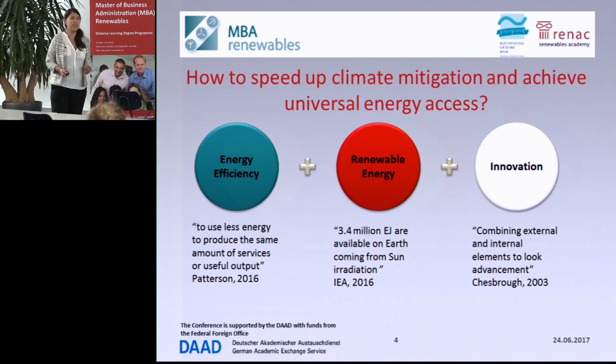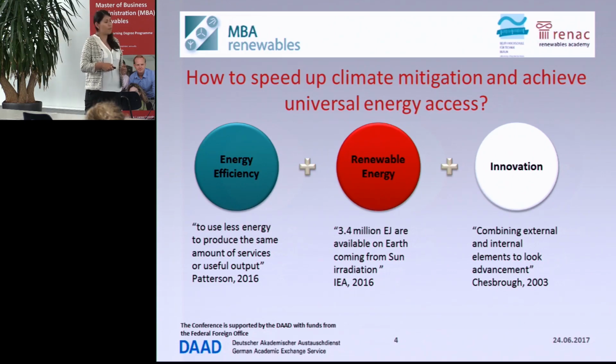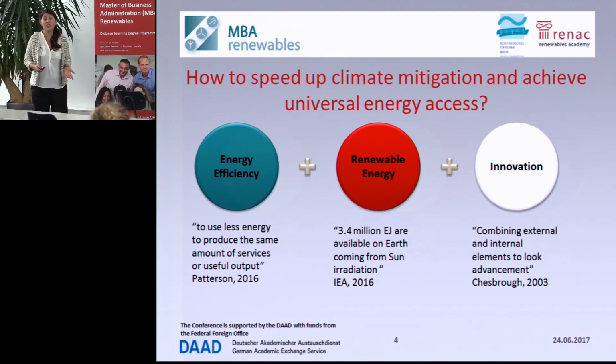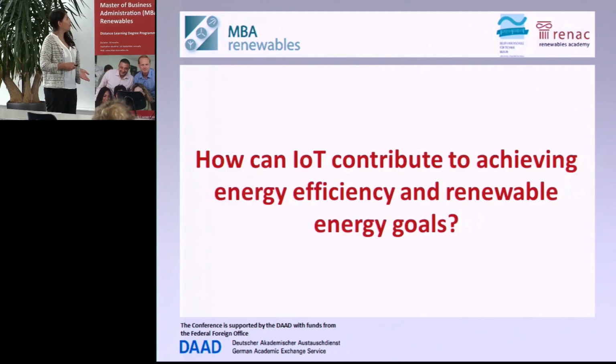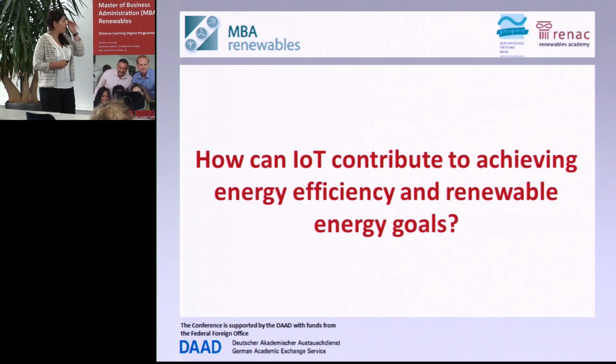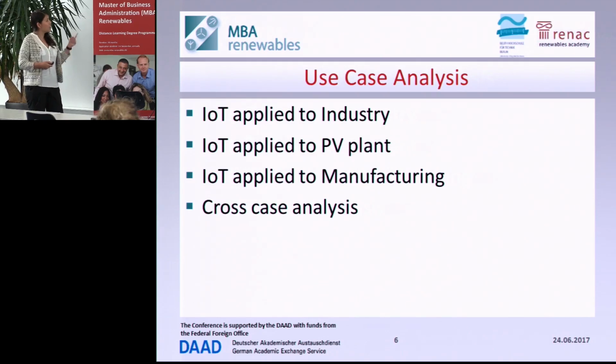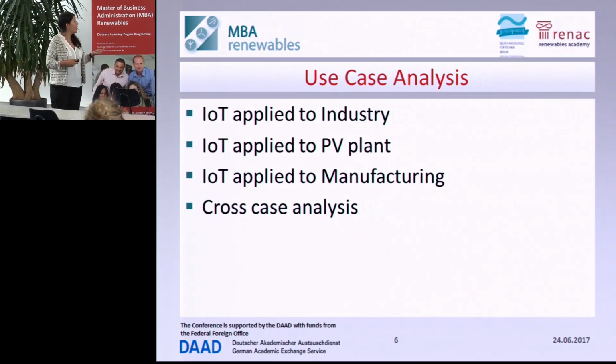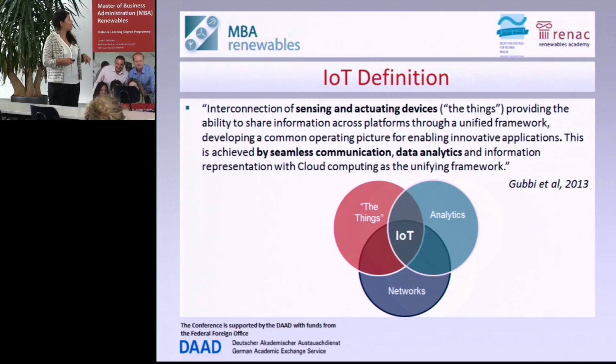One definition of innovation is to combine external and internal elements to look for advancement. In this case, innovation is provided by IoT, or Internet of Things. So before going any further, the main question here is how IoT can help us achieve energy efficiency and renewable energy goals. I used 3 use cases to demonstrate this: IoT applied to industry, to PV plants, to manufacturing, to buildings, and a cross case analysis.